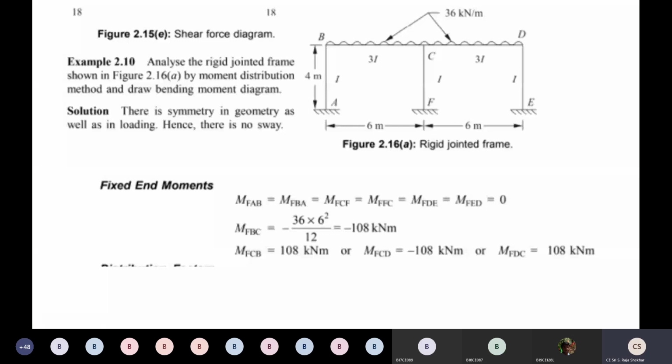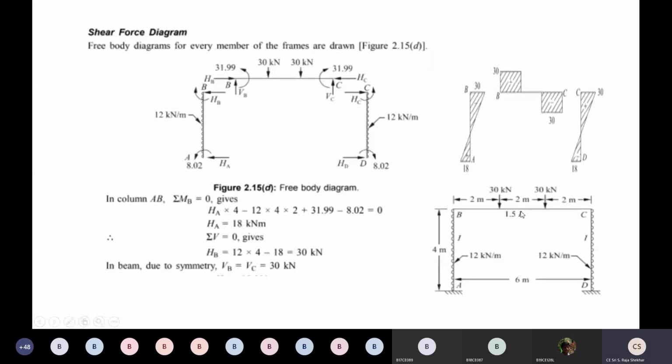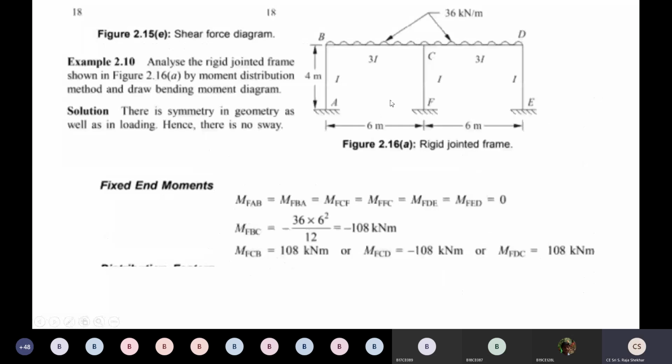What is the difference between this problem and the previous problem? In the previous problem, horizontal loads were also acting, and vertical loads were also acting. Vertical force and horizontal force were acting. Here, only vertical forces are acting. That means load is acting only on horizontal members for this problem. For the previous problem, load was acting vertically as well as horizontally. So now we'll see how to analyze this type of problem.